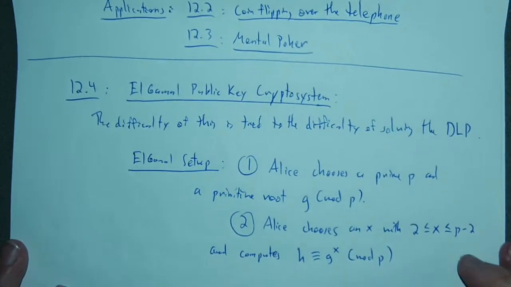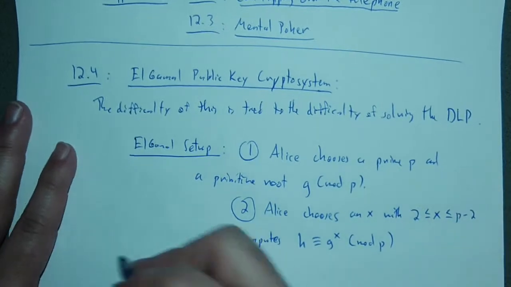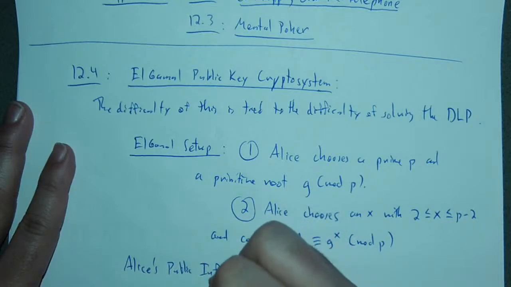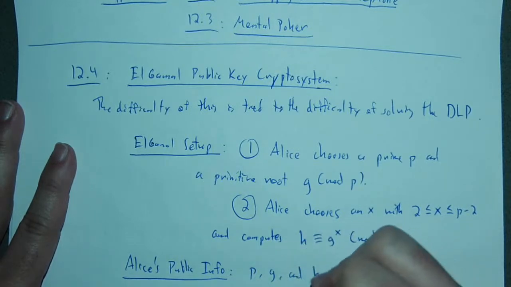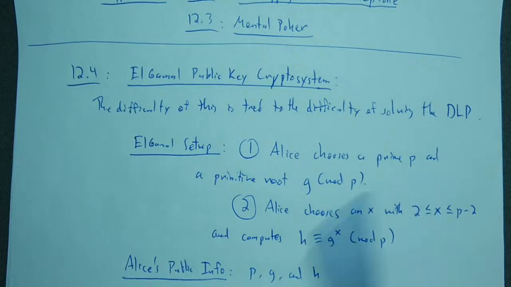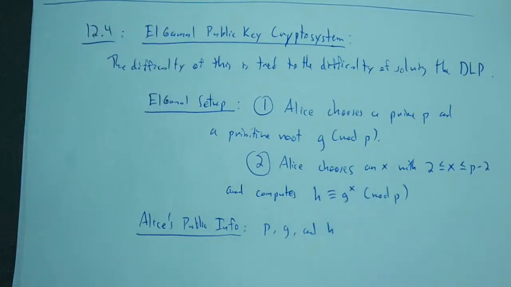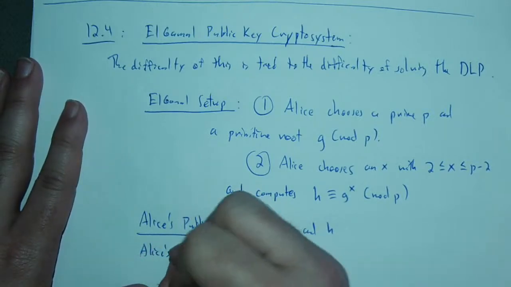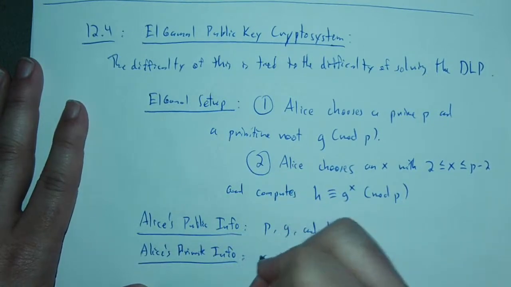Okay, so then the public information is everything except x, right? So Alice's public info is p, g, and h. So the prime p that she's chosen, the primitive root g mod p that she's chosen, and this h, which is g to some secret x. And so the only private info is that x. So Alice's private info is x.